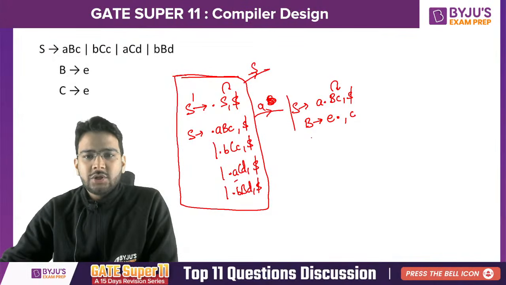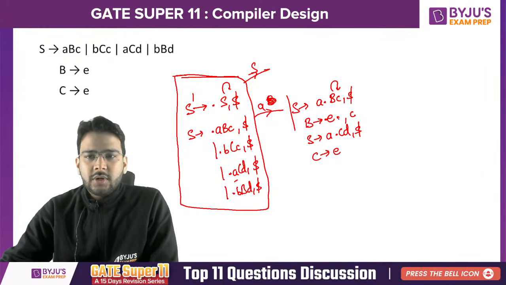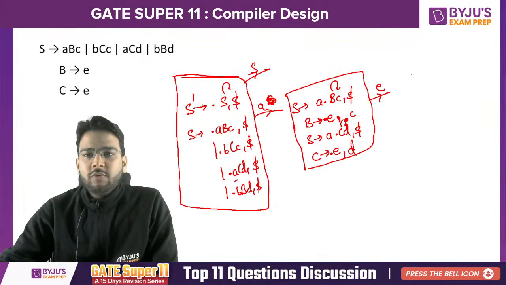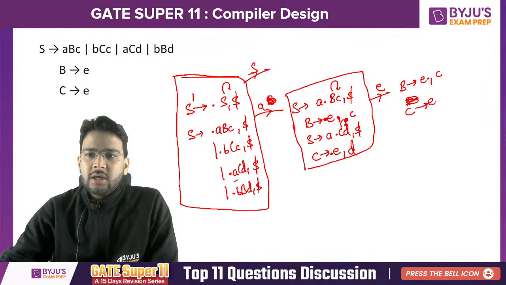Also here you have this transition. So we will be getting this A dot CD comma dollar, and this closure of C you will have to find. So it is dot E. This is dot E, not E dot. So this is dot E, and what will be the look ahead? D is going to be the look ahead, and this is your one single state. So here on E, what do we get? I will be getting B E dot, and C is the look ahead, and similarly this C E dot, and D will be the look ahead. So this is one state.